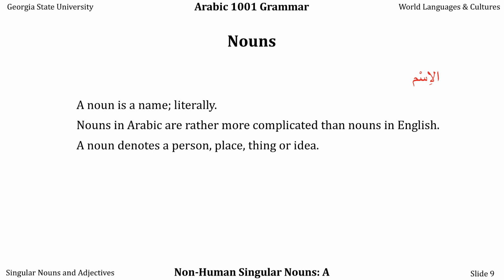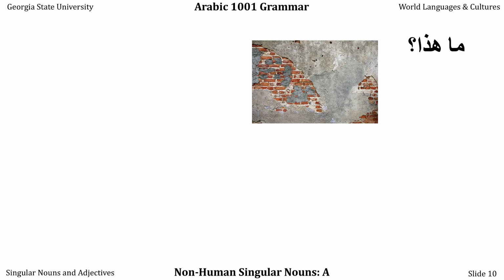A noun denotes a person, place, thing, or idea. Here are some examples. Walida is mother, Medina is city, kitab, you already know, is book, and thaqafa is culture. Let's learn 2 new words. Ma hadha, again, and our answer is hadha jidar. This is a wall. Hadha jidar. Notice the j sound. The zh is what it makes, like measure or pleasure. So hadha jidar. This is a wall.